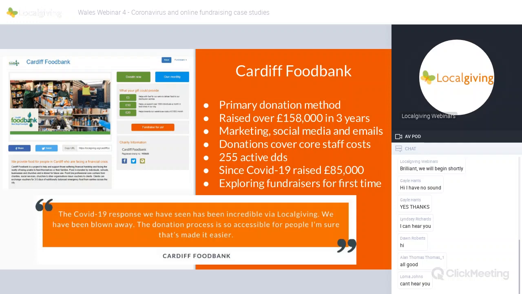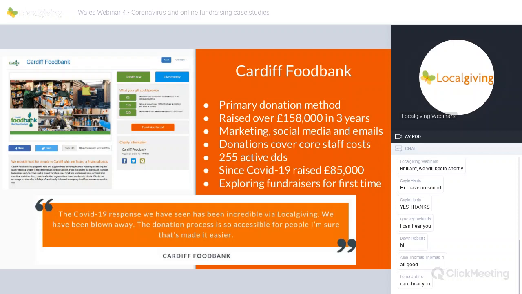Localgiving is their primary donation method anyway. In 3 years, they've raised close to £160,000 through Localgiving, and they've really promoted it through their general marketing, through their social media, and through email as well. They've really been drumming up support in the lead up to this time anyway, and throughout this time for direct debit donations in particular, really giving solid examples of what a monthly amount equates to, such as this is what it costs to feed a family of 4 each month. And then direct debits can really make it feel very tangible when people are giving that sort of support.